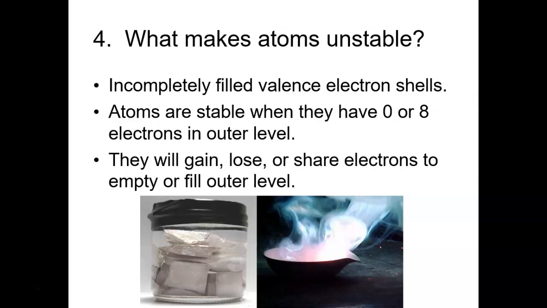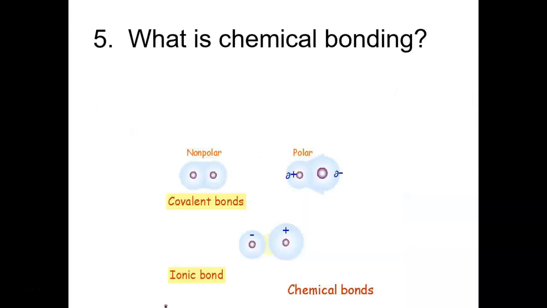So sometimes they steal electrons and gain them, sometimes they give them away or lose them, and then sometimes they will actually share electrons with another atom, and the electrons will go back and forth and be a part of both atoms, thereby completing their shell.